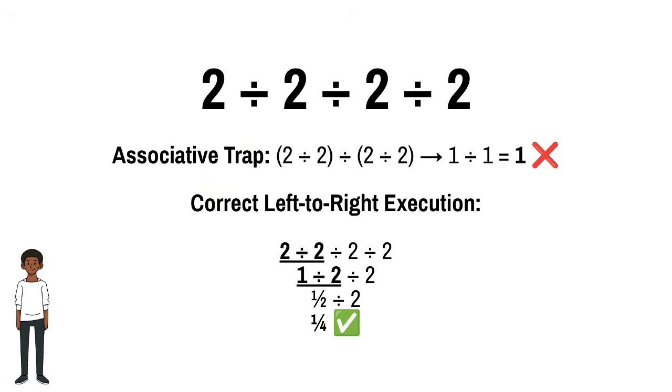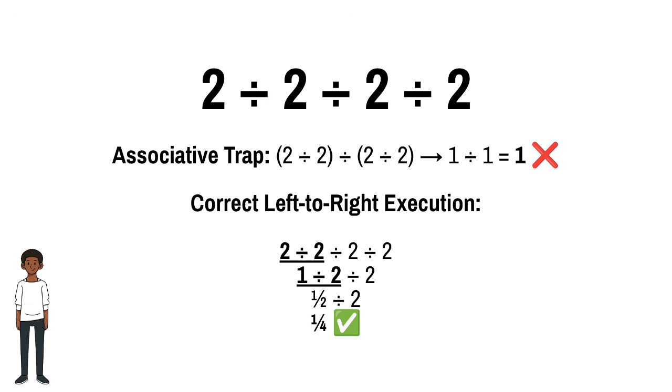Why is this wrong? Because division is non-associative. That means that you cannot just group division operations in whatever order you want, like you can with addition or multiplication. When you have a chain of identical non-associative operations, you must evaluate them strictly from left to right. Step 1. Take the first two terms on the left, 2 divided by 2 equals 1. This leaves 1 divided by 2 divided by 2.